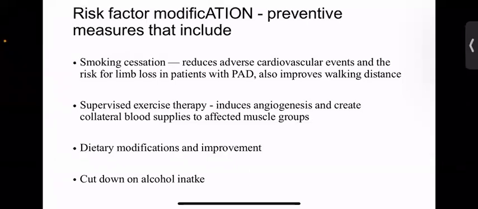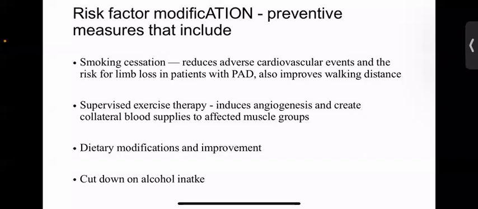Another risk factor modification we employ is supervised exercise therapy. This involves supervising the patient to have daily exercise, which includes walking of up to 45 minutes a day. The patient is encouraged to walk until a point where they feel the pain, then they rest, and after the pain subsides, they continue to walk again. This is known to induce angiogenesis and creation of collateral blood supplies, or additional blood supply, to the affected muscle groups.